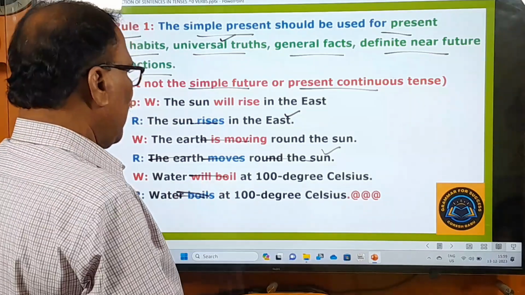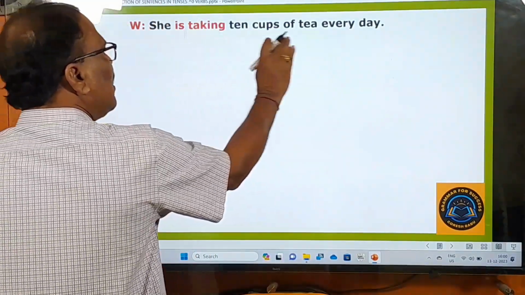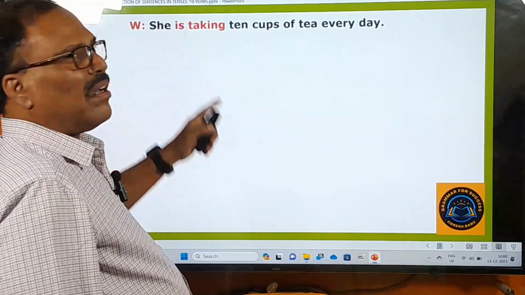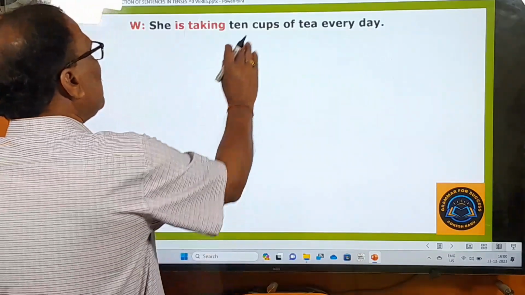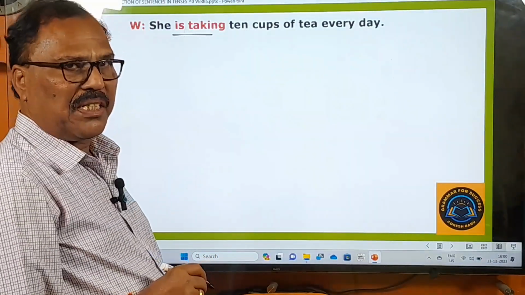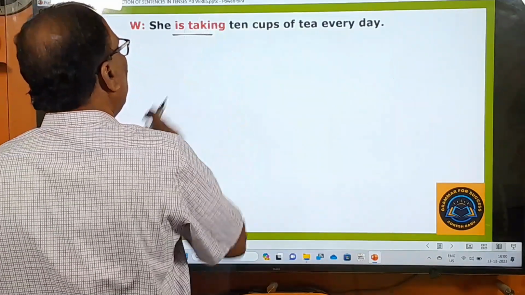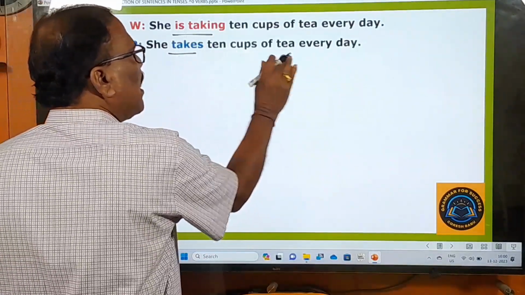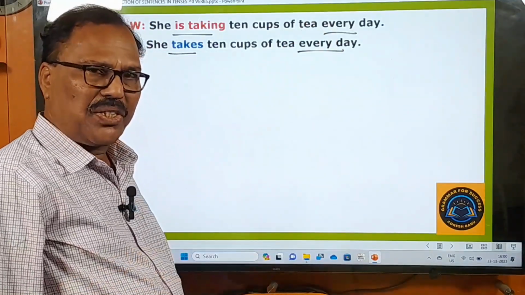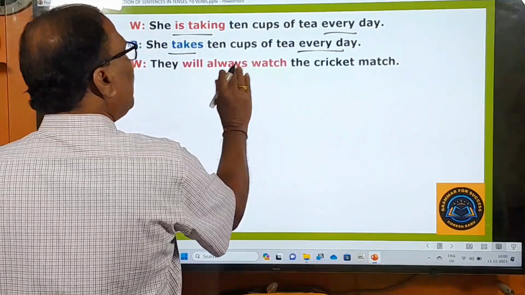Now let us go for other examples. She is taking 10 cups of tea every day. If you observe this sentence, you find that it is a present habit of this woman or girl, whoever it is. That present habit must be expressed in the simple present tense, but here it is expressed in the present continuous tense. Therefore it is a wrong sentence. We have to say, she takes 10 cups of tea every day. Everyday means it's a present habit, a habitual action.